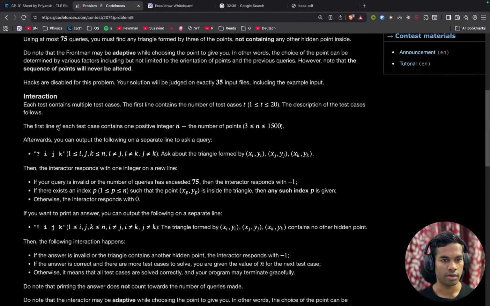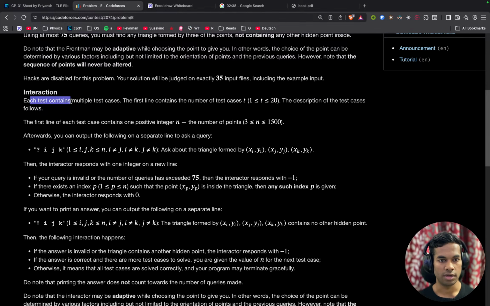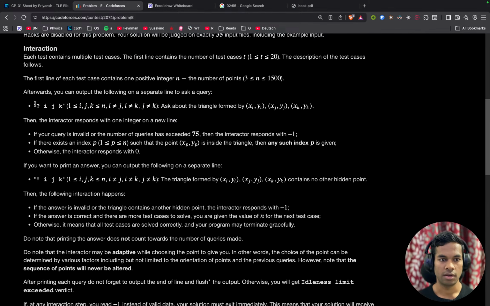Interaction. For interaction, each test contains multiple test cases. The first line contains the number of test cases t, and then we have n, the total number of points, at maximum 15,000. Afterwards, you can output the following on a separate line to ask a query: question mark, i j k, give me these 3 points.